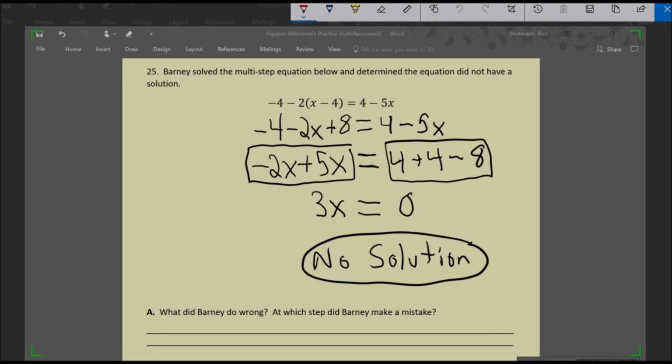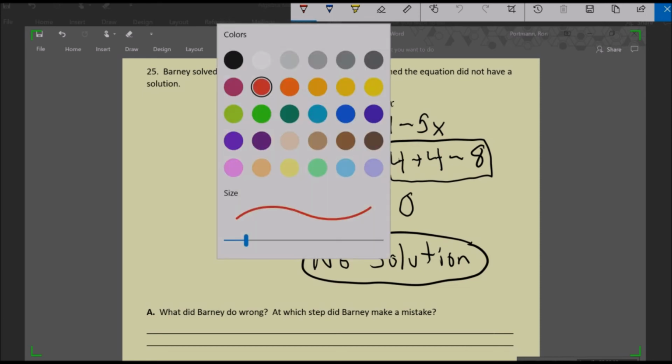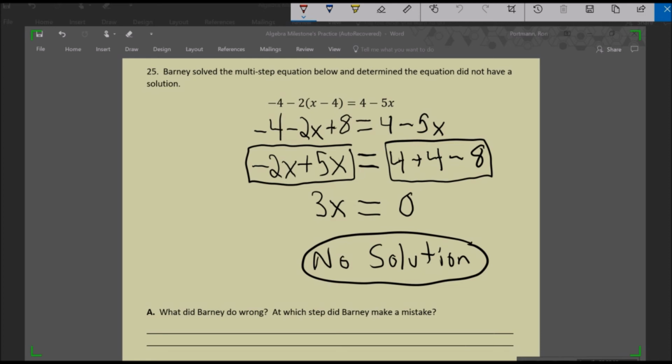It says, what did Barney do wrong? Barney solved the multi-step equation below and determined the equation did not have a solution. What did Barney do wrong? So it's telling you he did something wrong. So we've got to figure out what he did wrong.